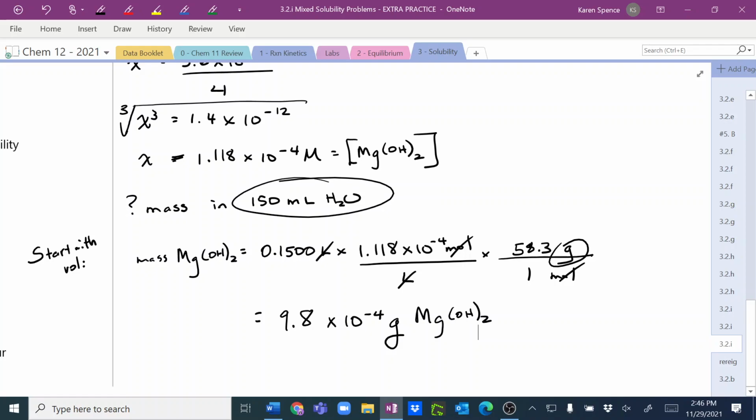You can put the liters last. It doesn't matter where you put it. I like to start with the volume, but you can totally put the liters last. When you're multiplying, the order does not matter. You can put them in the middle too. You can do like moles per liter times grams per mole. Any of those work. Okay?